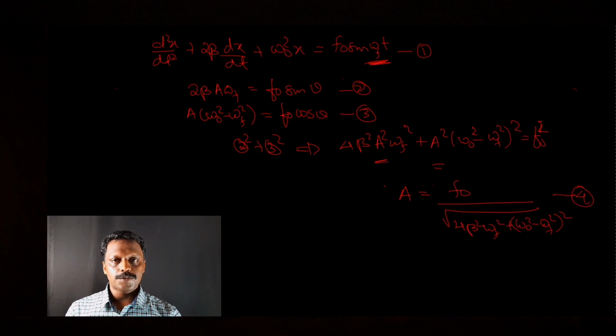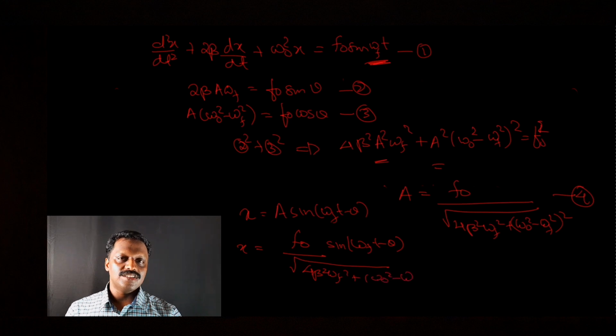So we will substitute this in the assumed solution, which is x = A sin(ω_f t − θ). We had said that θ is the phase difference between the applied force and the displacement, if any. The value of θ can easily be found out by taking the ratio of equations 2 and 3, that sin θ by cos θ is tan θ. So the particular integral part will be obtained by replacing A in the assumed solution with equation 4. We have F_0 sin(ω_f t − θ) divided by the root of 4β²ω_f² plus (ω_0² − ω_f²)².